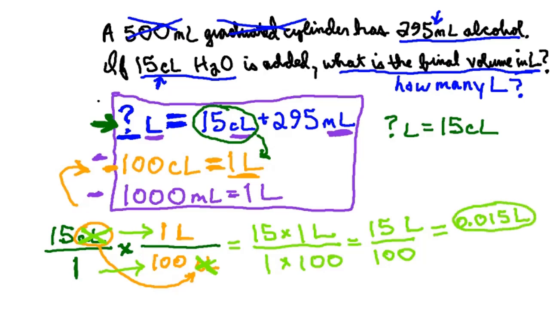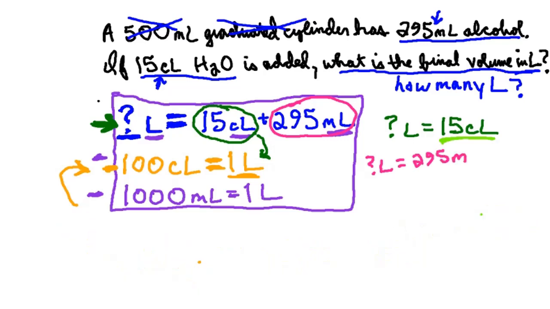So now we know that this 15 centiliters is the same thing as 0.015 liters. Now we need to do this with milliliters. We need to do this with the 295 milliliters. We need to convert that into liters. So how many liters equals 295 milliliters? Okay, so we have this question mark. How many liters equals 295 milliliters?